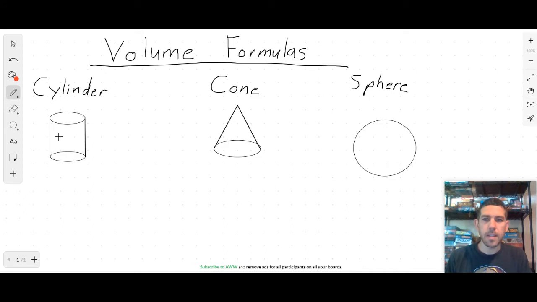A cylinder is most commonly seen as a can of something, like maybe a can of green beans or a can of paint. How much paint would be inside of this cylinder can is what volume is, how much is inside of it.